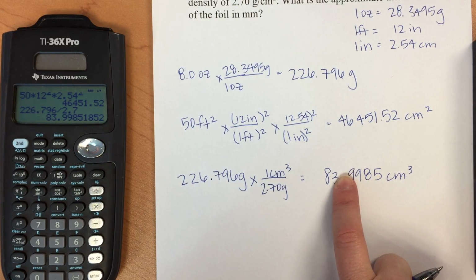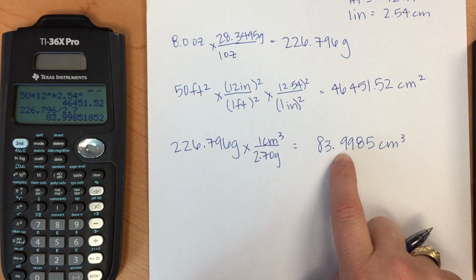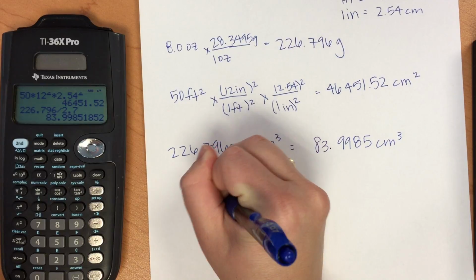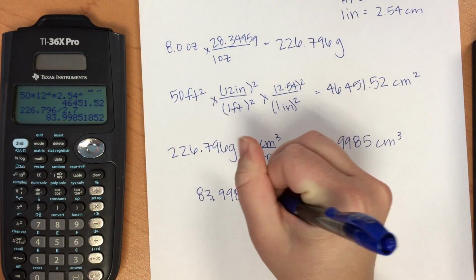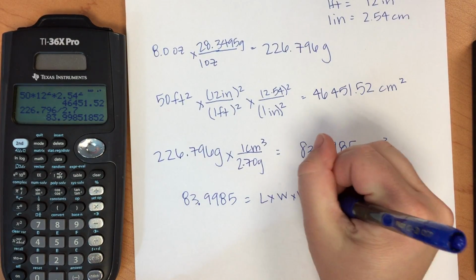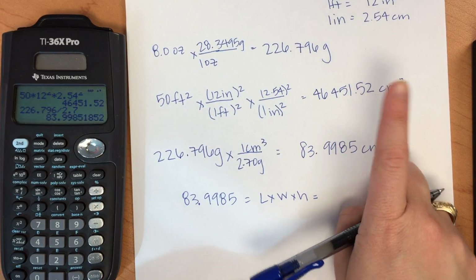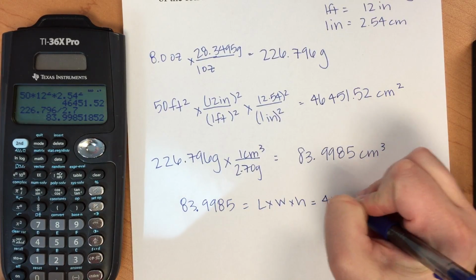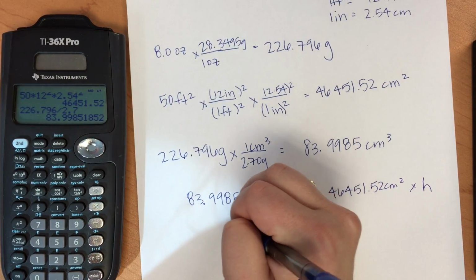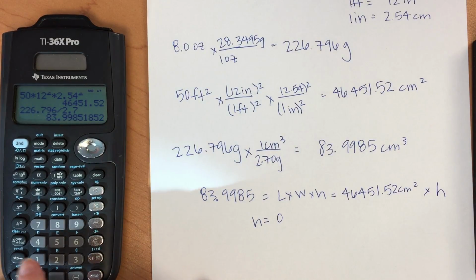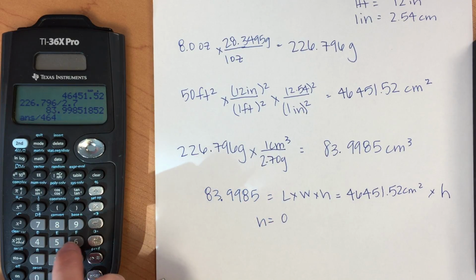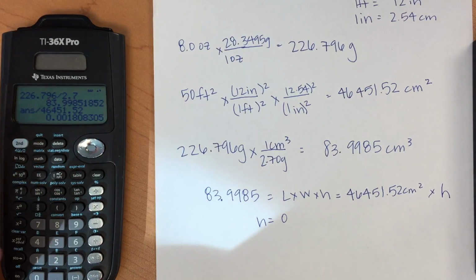Okay, so if we know that the length times the width is this, we can now determine the number of centimeters that are in the height and convert that to millimeters. Okay, so we're going to take our 83.9985, which is equal to the length times width times height. But we know that the length times width here is actually this number of centimeters. So in this case, the height is we're going to take this 83 number, and divide it by 46451.52.